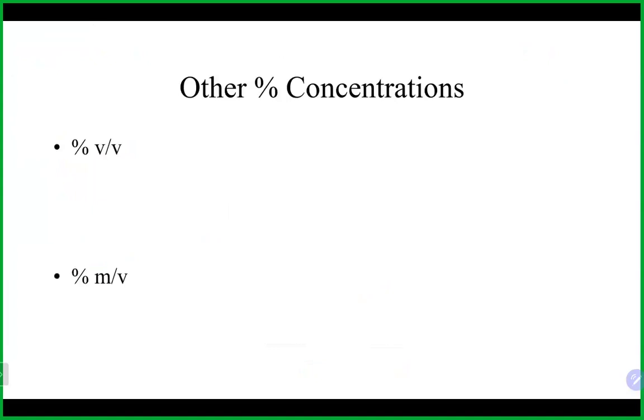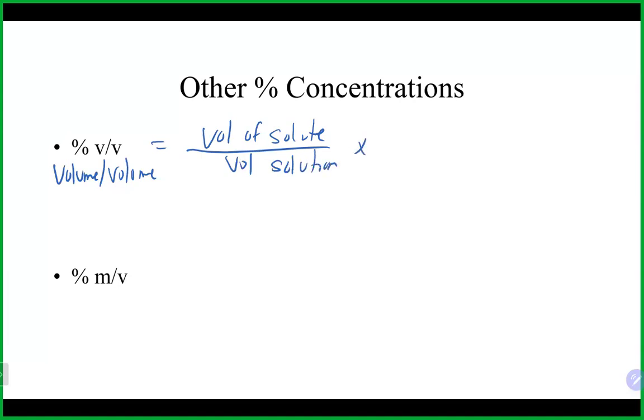There are a couple of other percent concentrations that we come across. This is percent volume to volume, like percent volume in alcohol. And this is equal to the volume of solute divided by the volume of solution times 100%. In this case, usually it's milliliters, and milliliters is typically the unit we use. We also have percent m/v, which is mass to volume.